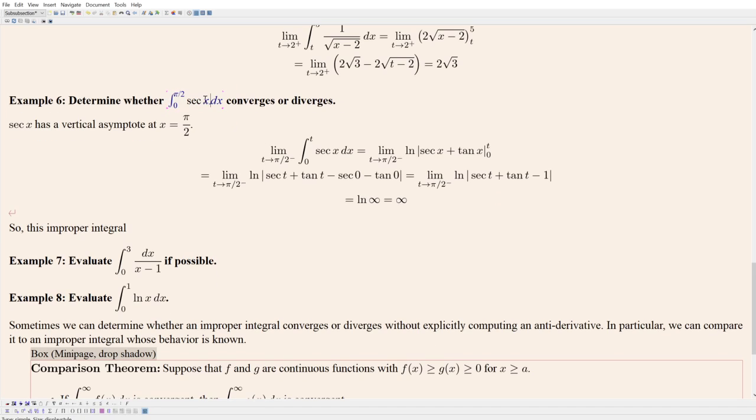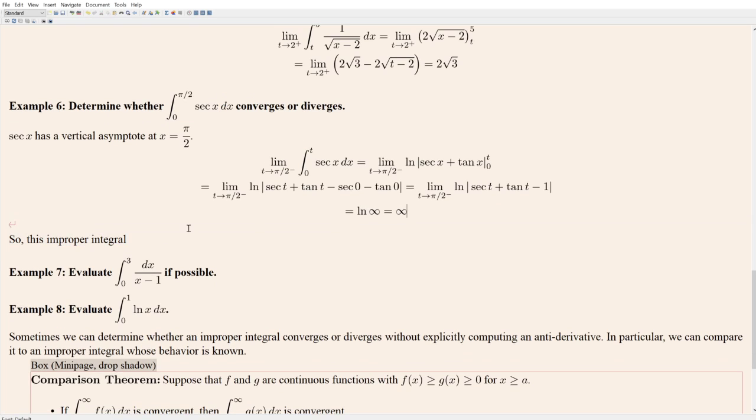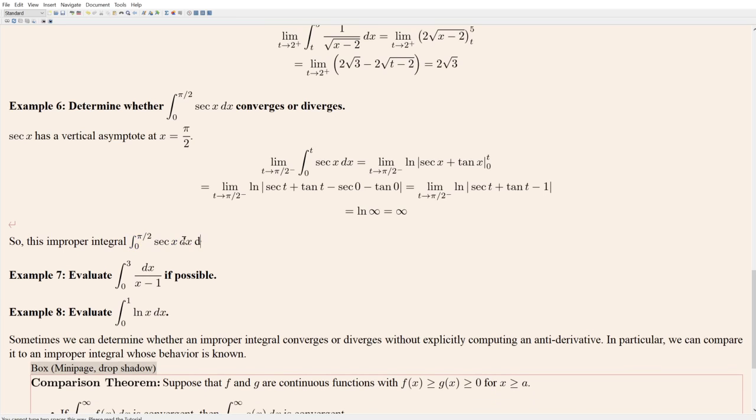So just to write a complete sentence, this improper integral diverges. Or is divergent.